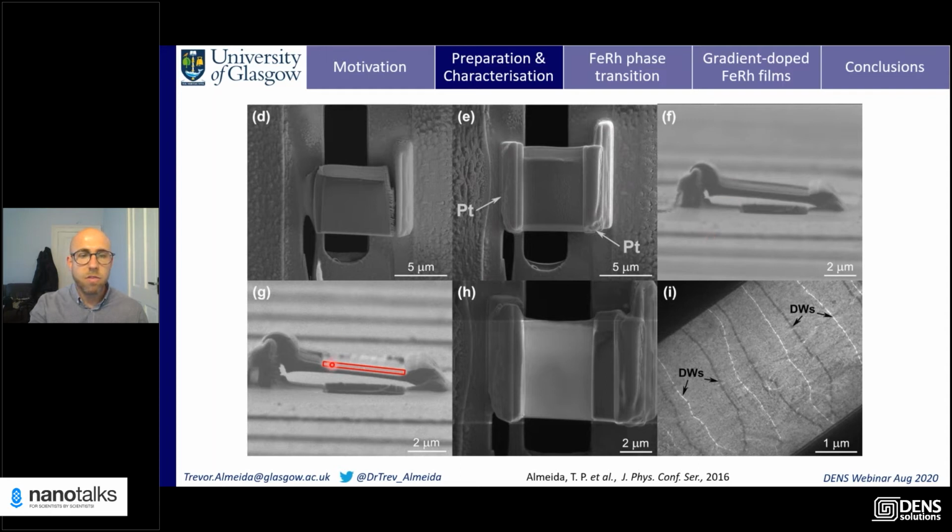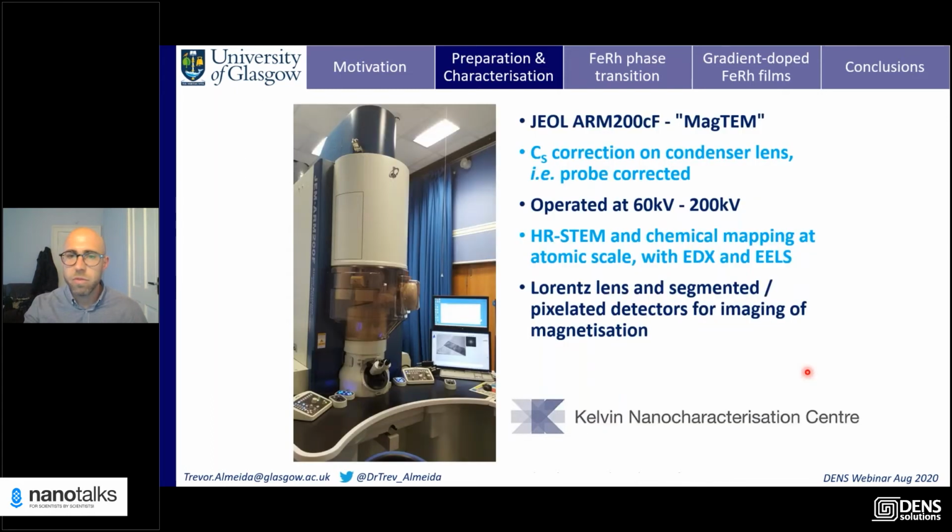Then we can essentially mill it from the front, all the while not exposing the iron rhodium thin film to the iron beam because we don't want to damage it until it's electron transparent. And here's an example of it being electron transparent with some very nice magnetic domain walls formed by Fresnel contrast. Okay, so that was about sample preparation of the planar samples.